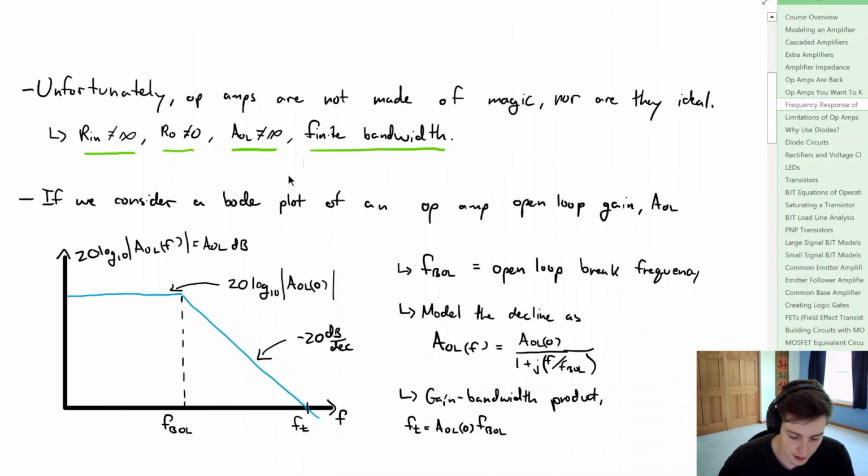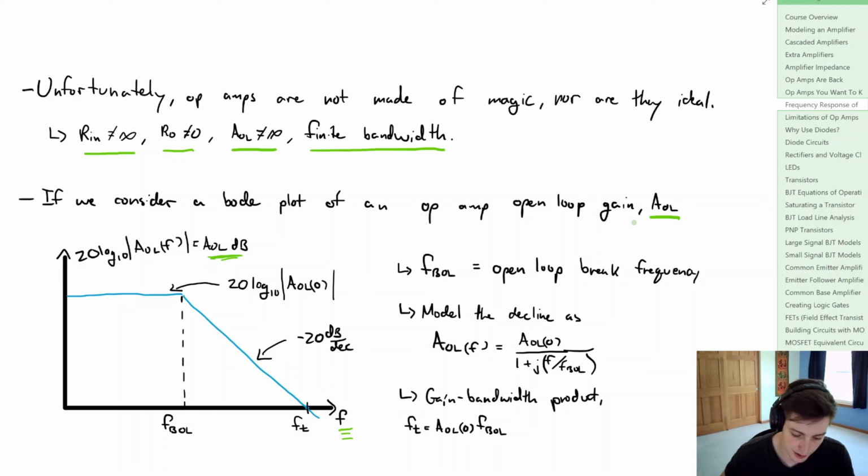So if we consider the Bode plot of an op-amp, and we look at the open loop gain, AOL, we know with Bode plots we're going to be working in the dB scale. So in the case of our open loop gain, the dB value is equal to 20 log 10 of the absolute value of the open loop gain as a function of the frequency. And then horizontally here we are varying the frequency. What we end up getting is a relatively flat gain for most frequencies until we hit some break frequency.